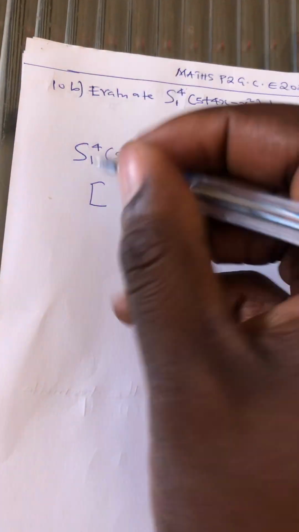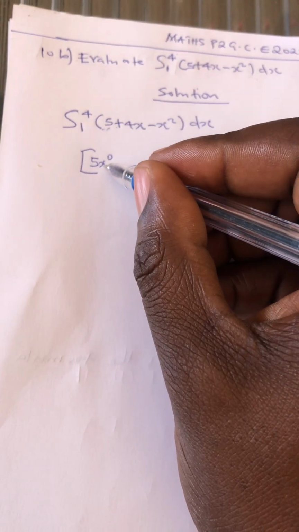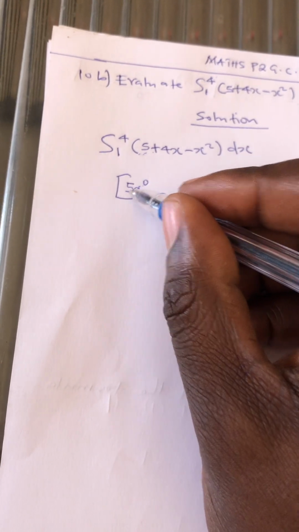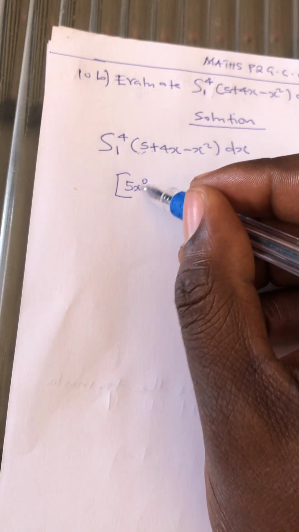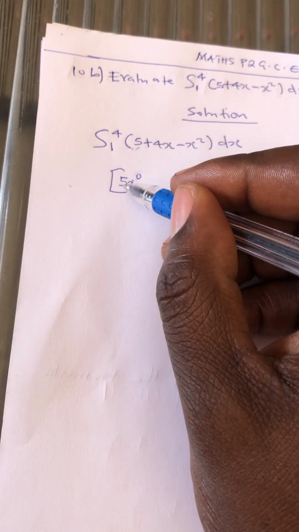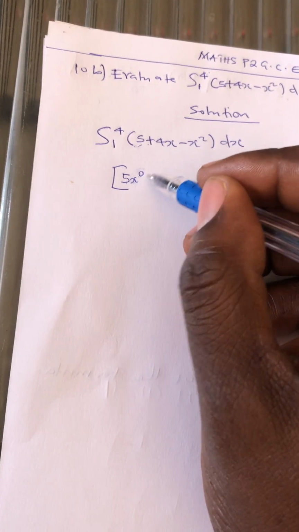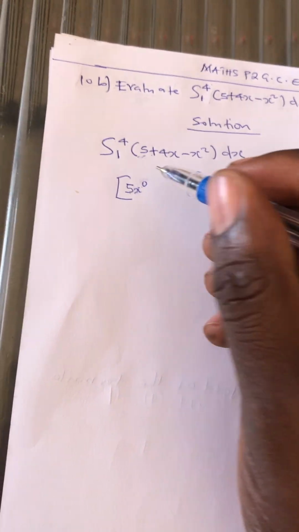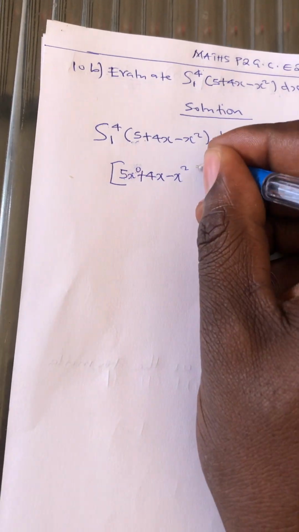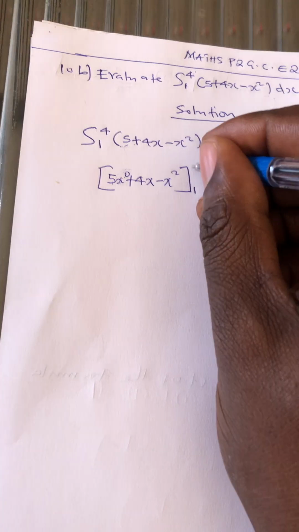So initially, this means that we had something like 5x to the power 0, because we know x to the power 0 gives 1. So 5 times 1, we have 5. Initially it was x to the power 0, but they opted not to write this. So we have 5x to the power 0. I've written this because it's going to make it easy for us to integrate. So 5x to the power 0 plus 4x minus x to the power 2. We're supposed to forget the limits for now, 1 to 4.